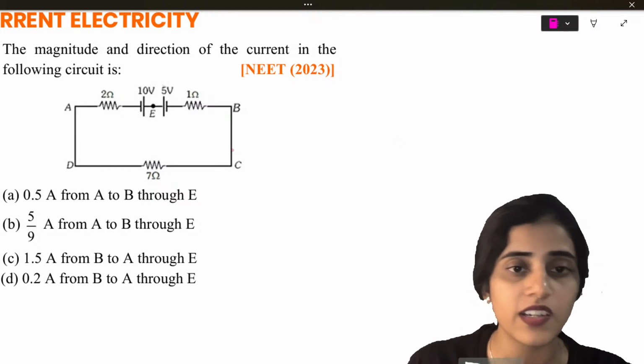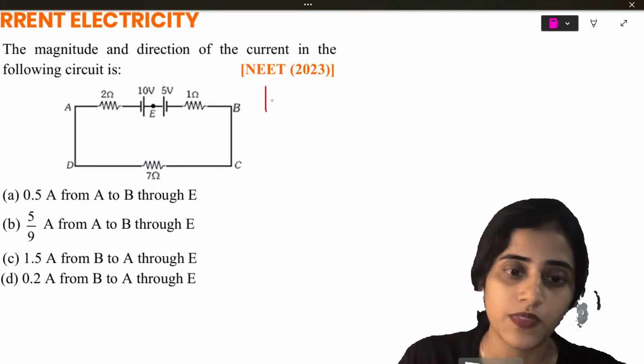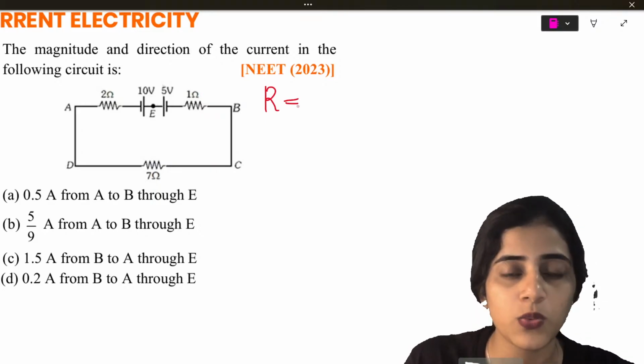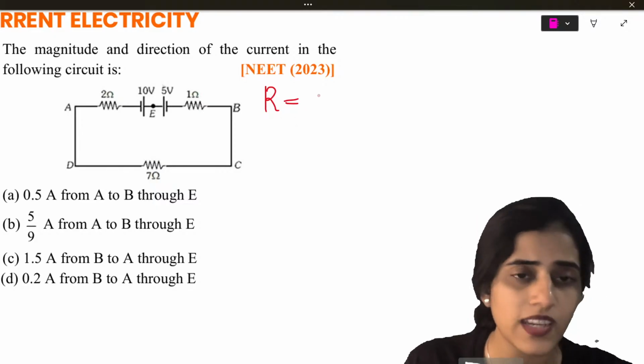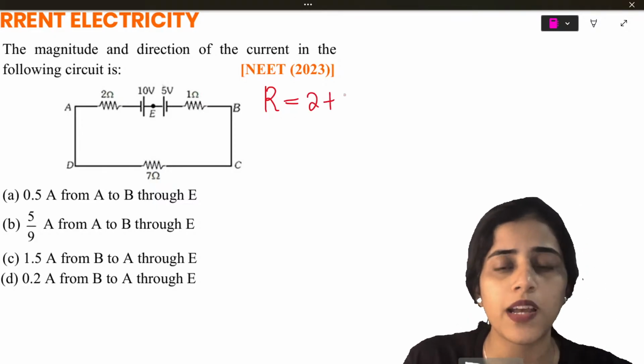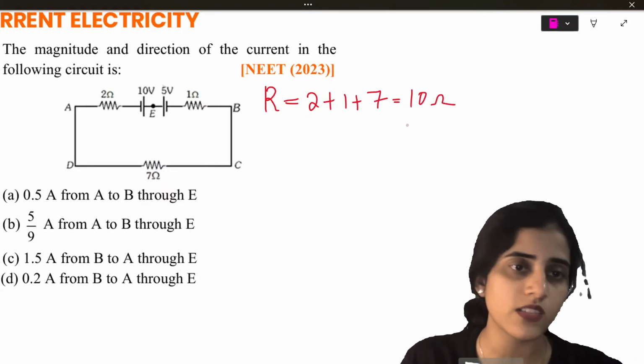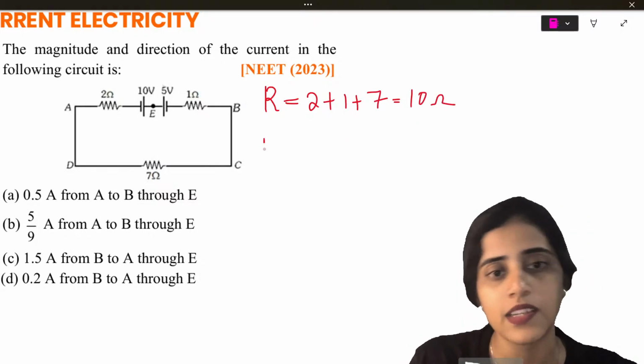First thing, let's find out the total resistance of the circuit. They're all in series, so I can just add them. 2 plus 1 plus 7, 10 ohms is the total resistance of the circuit. Do you all agree with me? Now, what is current?